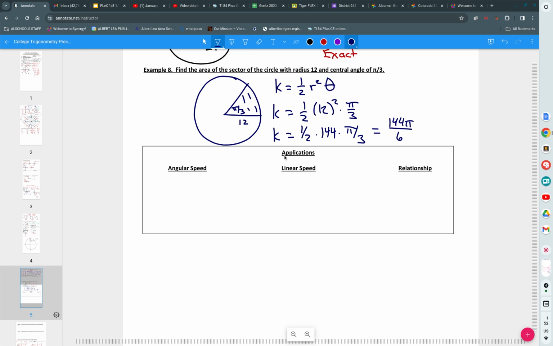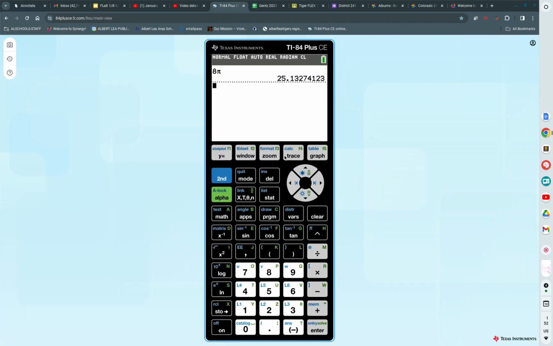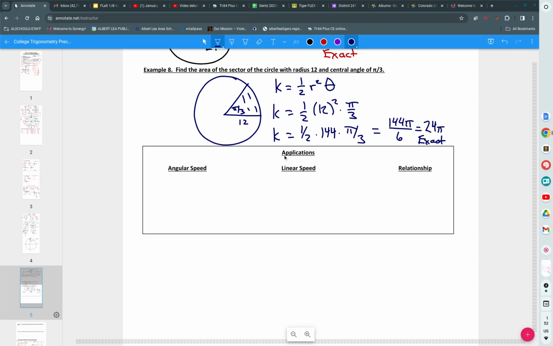It does turn out that 144 is divisible by 6. We get 24 pi. That is the exact value. If it says it would like it expressed as a decimal, then you can go ahead and just on your calculator, you can go 24 pi and you get 75.4. And that's your approximate value. And that's it.